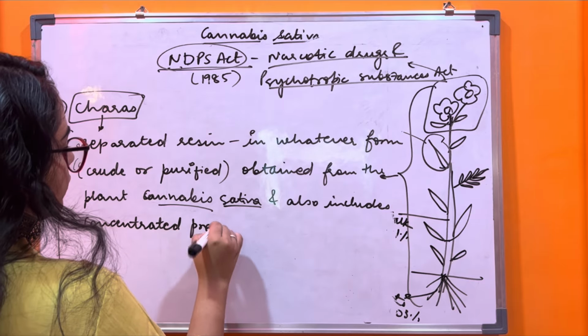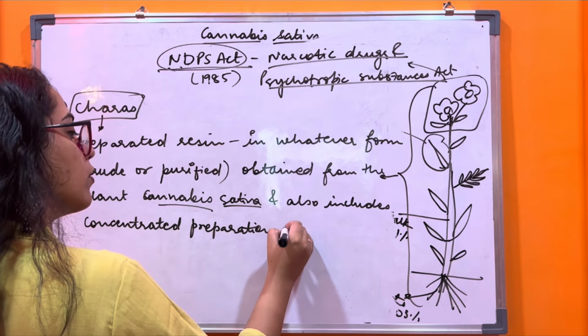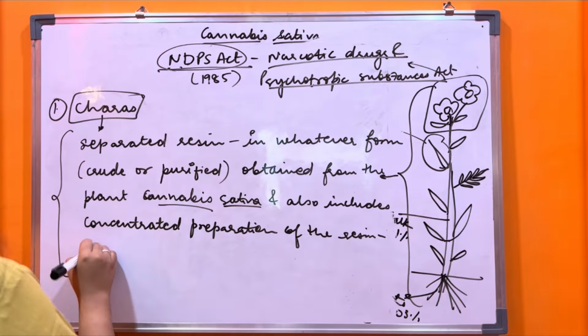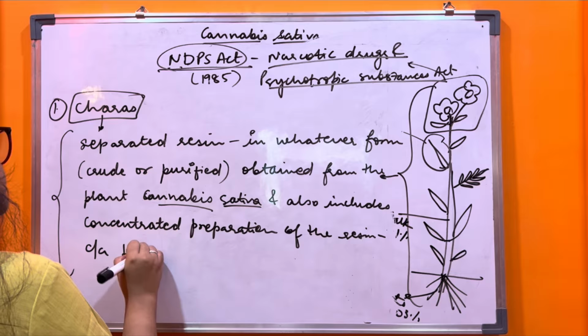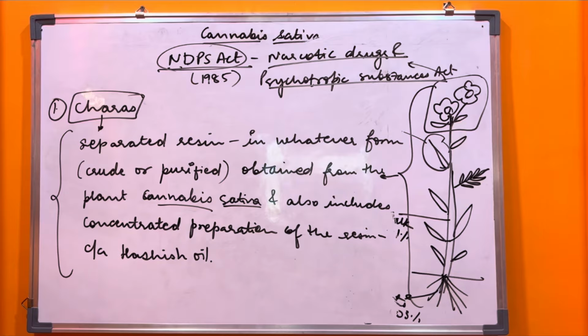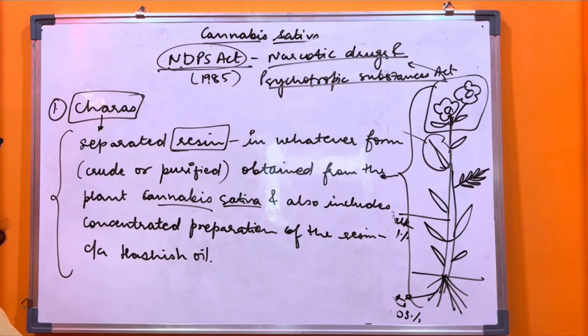concentrated preparation of the resin called as Hashish. So, charas is the separated resin form.